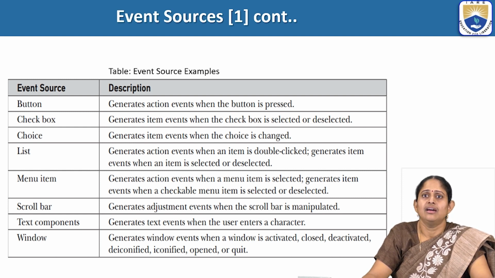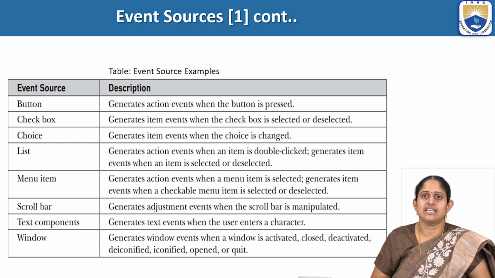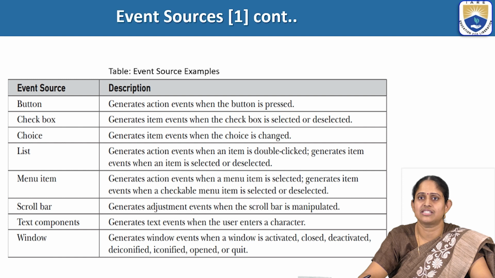The button generates action events when a button is pressed. Checkbox generates item events when the checkbox is selected or deselected. Choice generates item events when the choice is changed. List generates action events when an item is double-clicked, and generates an item event when an item is selected or deselected. Menu item generates an action event when a menu item is selected, and generates item events when a checkable menu item is selected or deselected.